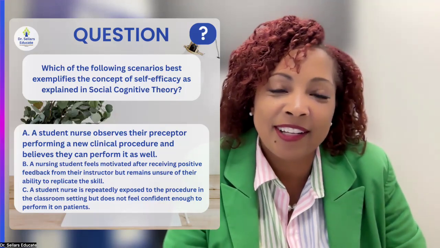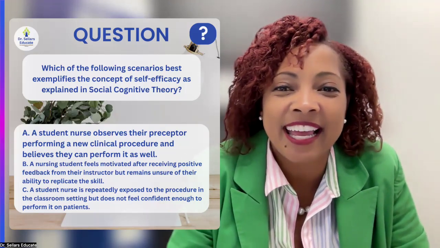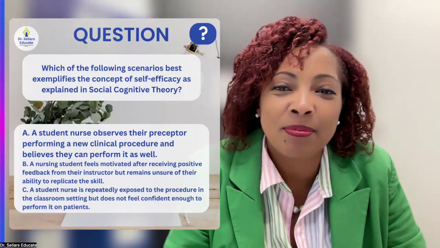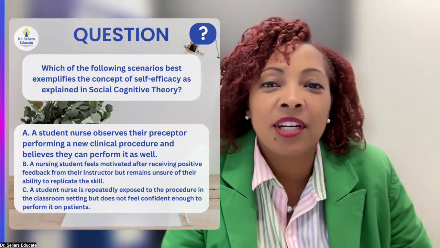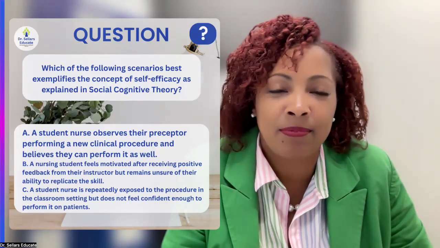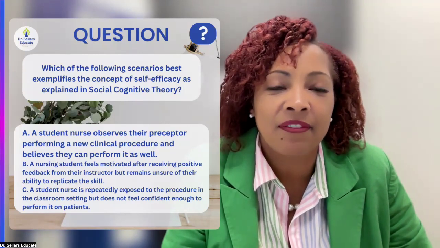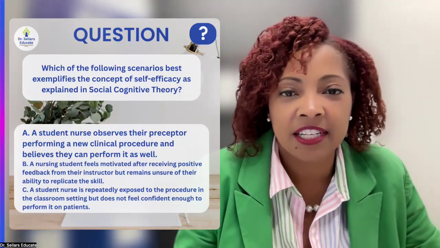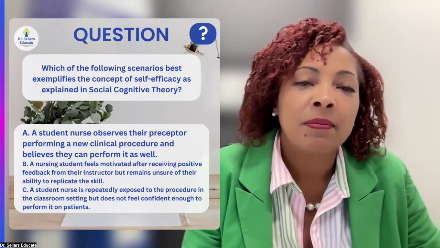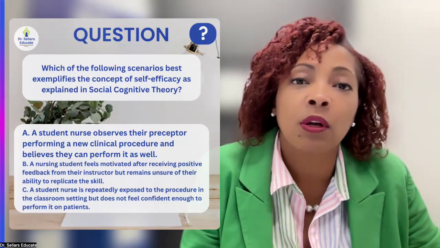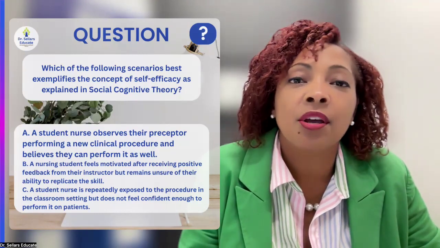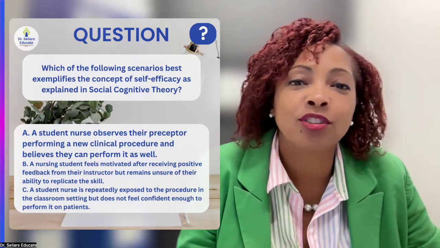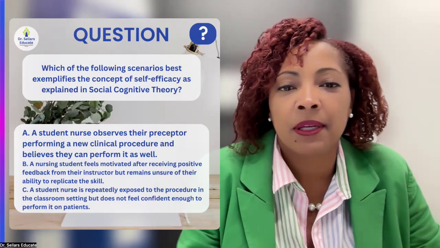All right, so let's take a look at our thought-provoking question. If you chose A, you are correct. A student nurse observes their preceptor performing a new clinical procedure. The key word was exemplifies, best exemplifies the concept of self-efficacy, right? Because we just talked about self-efficacy really is that student's confidence in their competence based on our demonstration of those skills. We want to role model those skills for our students so they can not only ask us questions before they perform that skill, but they can actually see that specific skill being demonstrated.